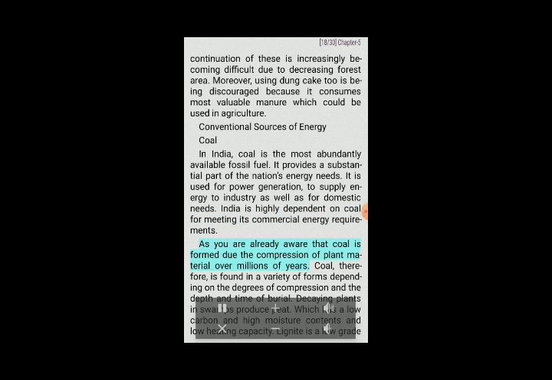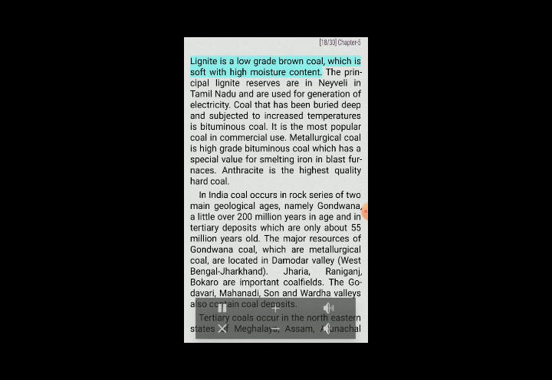As you are already aware, coal is formed due to the compression of plant material over millions of years. Coal, therefore, is found in a variety of forms depending on the degrees of compression and the depth and time of burial. Decaying plants in swamps produce peat, which has a low carbon and high moisture content and low heating capacity. Lignite is a low-grade brown coal, which is soft with high moisture content.